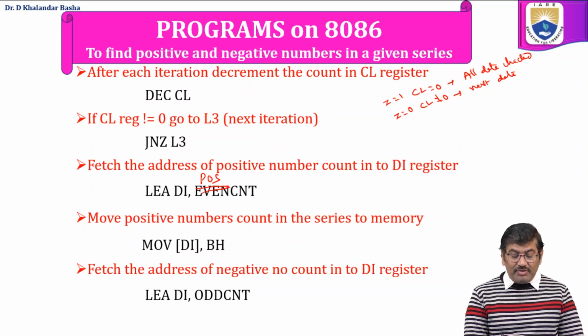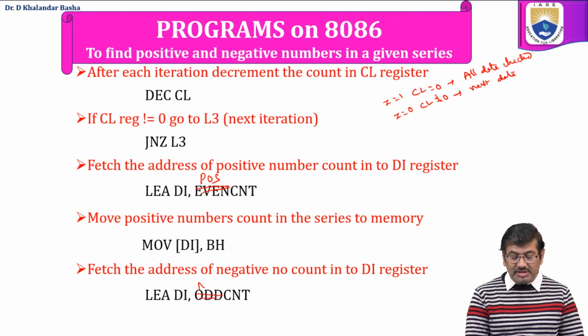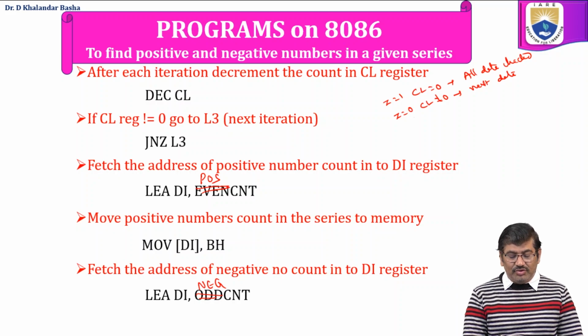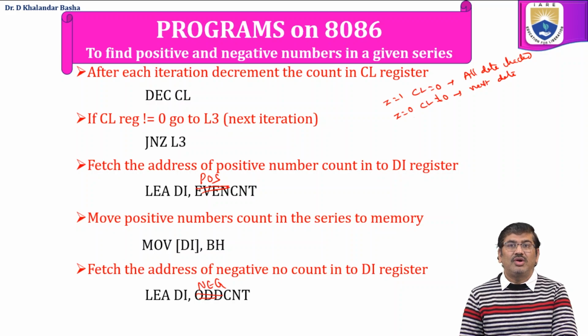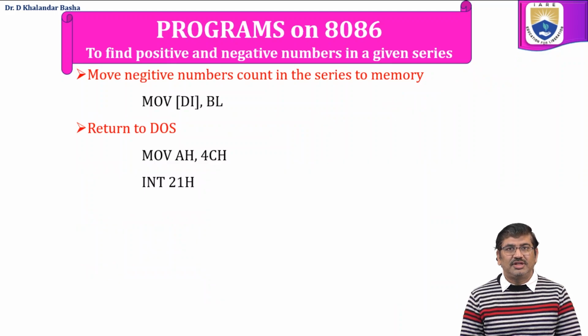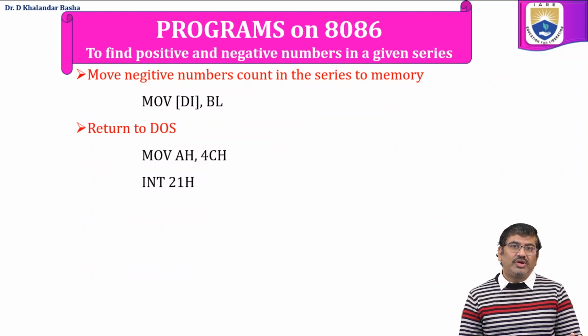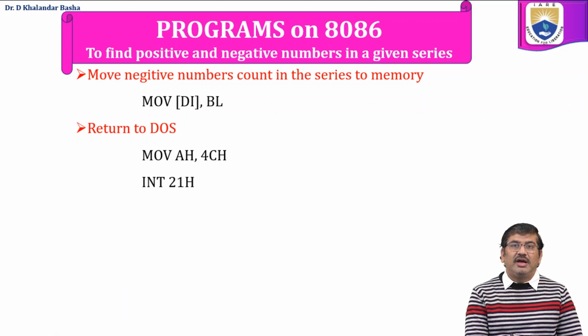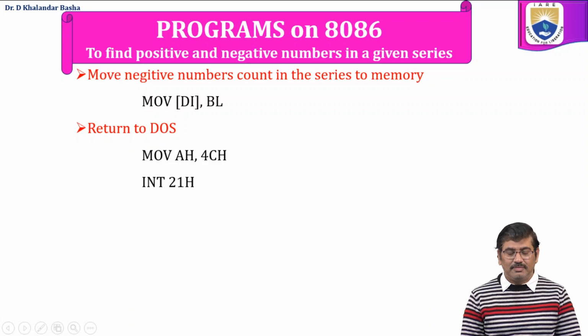Next we go for fetching the address of negative numbers, that is LEA DI, negative count. When you fetch the address of negative count into DI, we move the negative number count, which is in the BL register, into this memory location. So once these two memory locations are updated, we can terminate the program and return to DOS by generating interrupt 21H, calling the subroutine with 4CH.